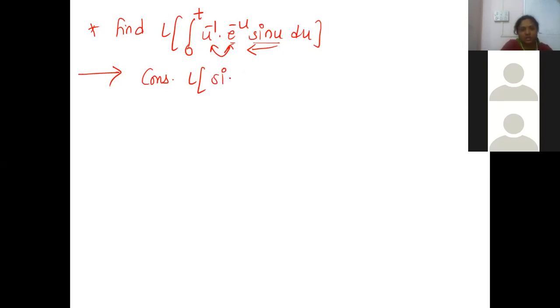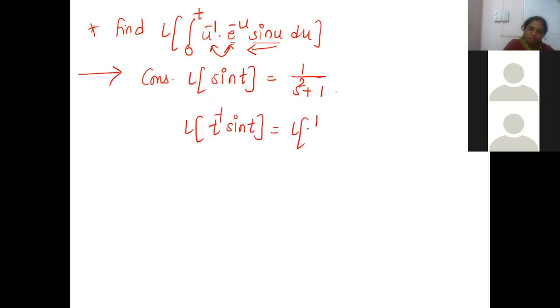So we are considering sine t first. What is that? 1 upon s square plus 1. Correct. On that, you can apply this or this, your choice. So you will apply this now: t inverse sine t. But t inverse, I'll make it clear: 1 upon t sine t. That is division by t.